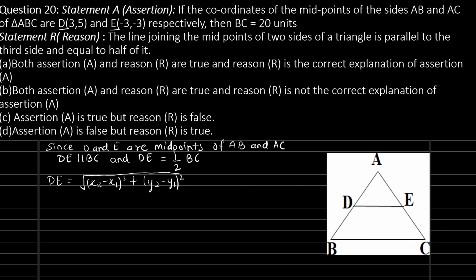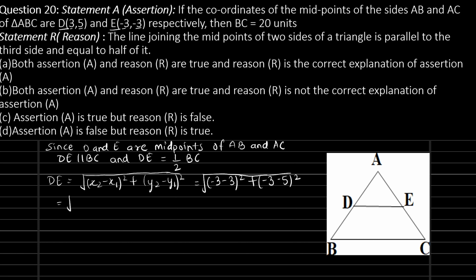This distance formula we will be using to find DE, which is the square root of (-3 - 3) whole square plus (-3 - 5) whole square. You can see for D the coordinates we have taken as x1, y1 and for E the coordinates we have taken as x2, y2. So (x2 minus x1) whole square plus (y2 minus y1) whole square, this is what we have written.